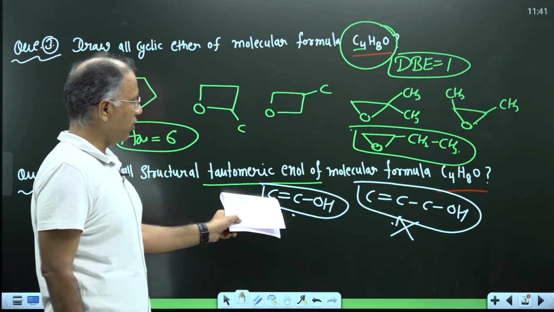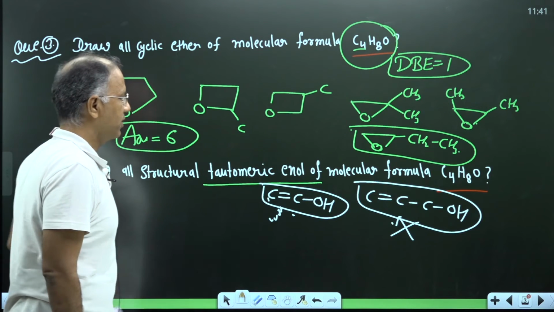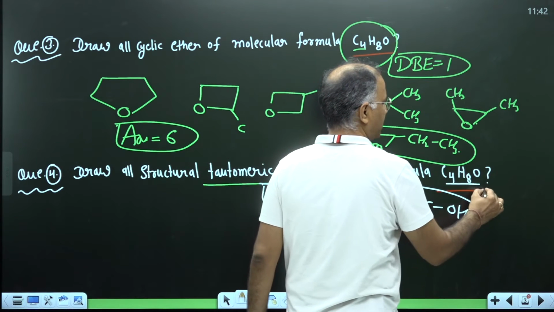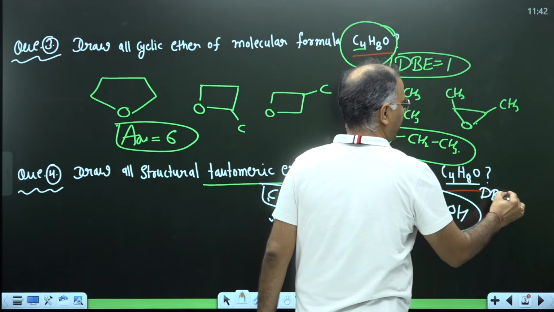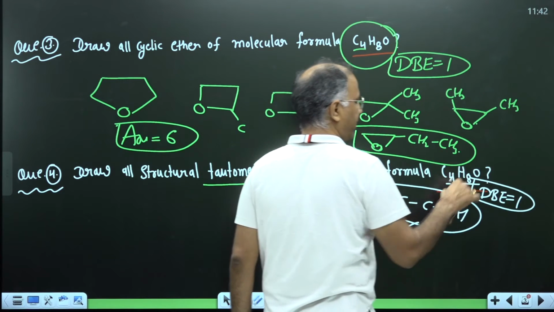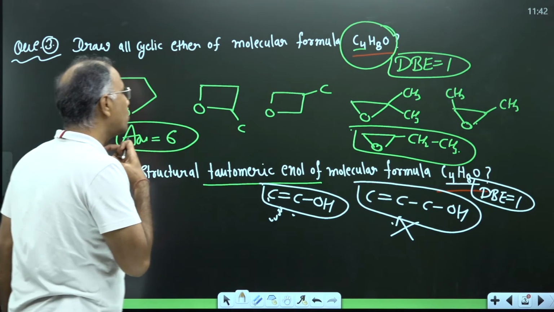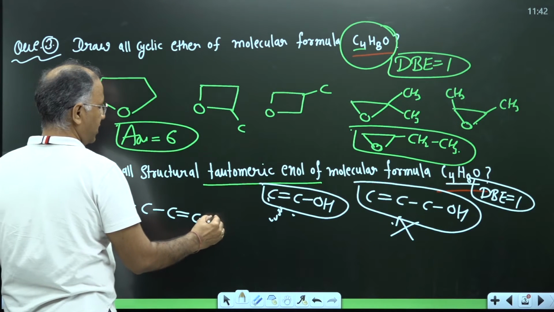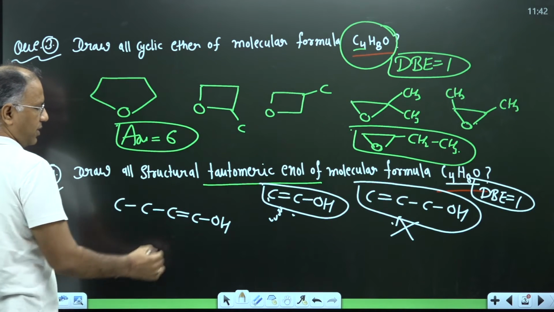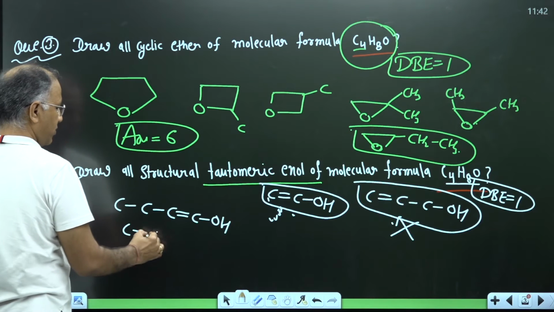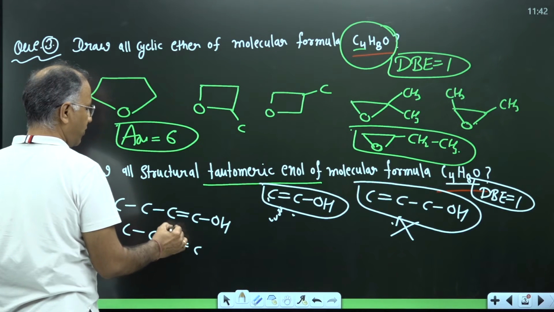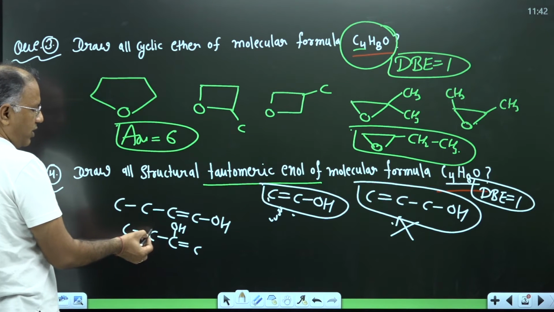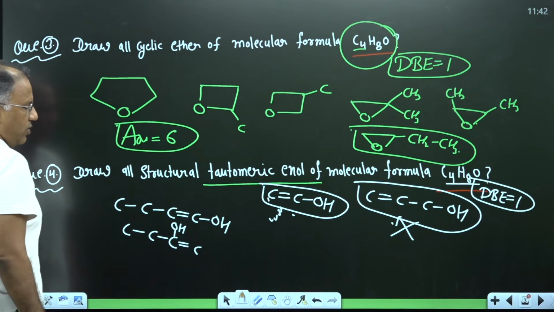This means we have to draw all these types of structural isomers. Now, what is the dB of this? Carbon plus 1 minus 8 by 2, dB is 1. Total how many carbons are there? 4 carbons. So first of all, this is a tautomeric enol, and I can move this OH, that is, draw a positional isomer. This is a tautomeric enol. If I move OH onto this carbon, it is not a tautomeric enol.